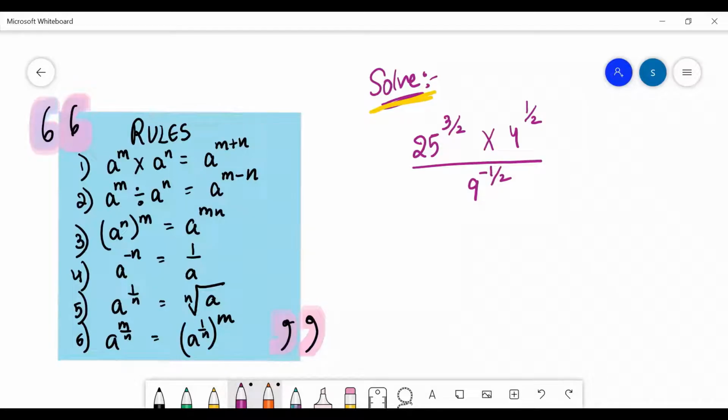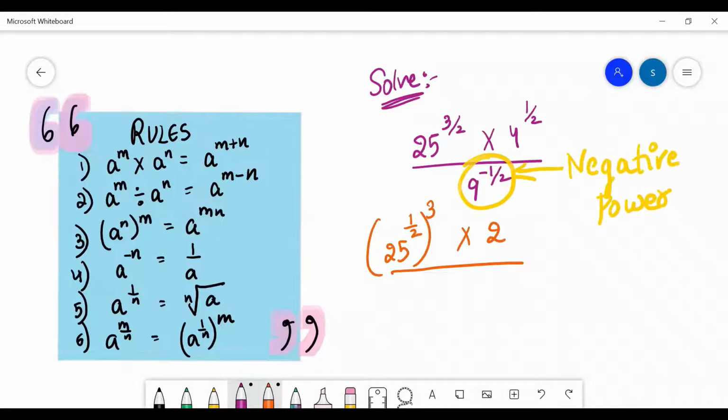Next we have: solve 25 to the power 3/2 into 4 to the power 1/2 divided by 9 to the power minus 1/2. So here let's just deal with 25 to the power 3/2 first. You have to use the sixth rule since the power is just a fraction. So take the denominator inside, which is 1/2, and keep the 3 outside. And 4 to the power 1/2 is basically root 4, which is 2, divided by 9 to the power minus 1/2.